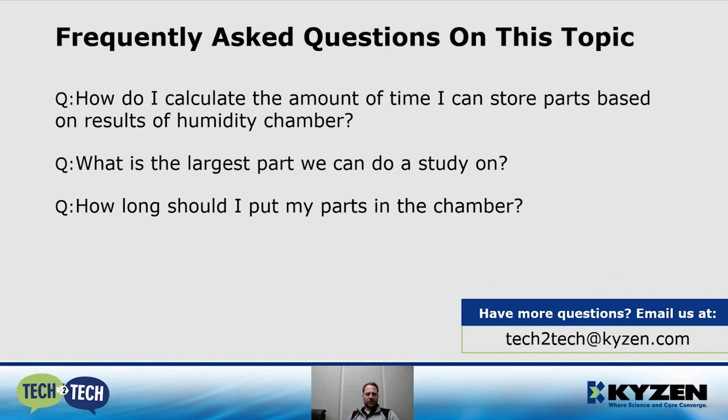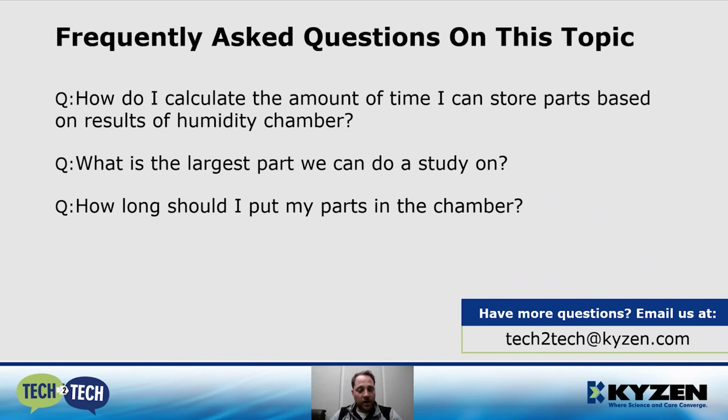What is the largest part we can do a study on? Again, there's a variety of chambers out there that you can find, so you might be able to find a bigger chamber elsewhere. At Kaizen, typically around 18 inches by 18 inches or 20 inches by 20 inches is kind of the maximum that we can go. Anything beyond that, we're going to be looking to do coupons or maybe even cut your part into sections, something along those lines.